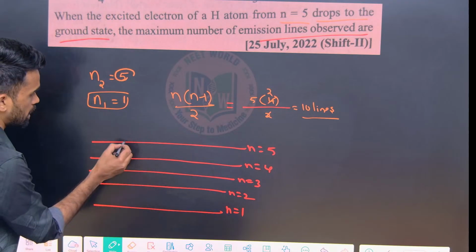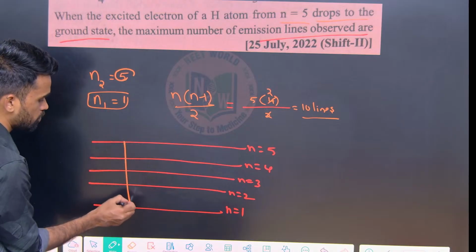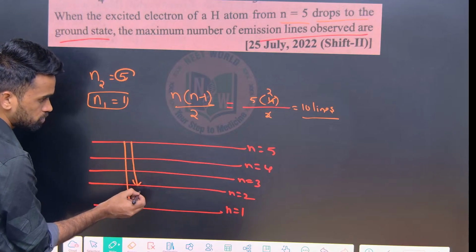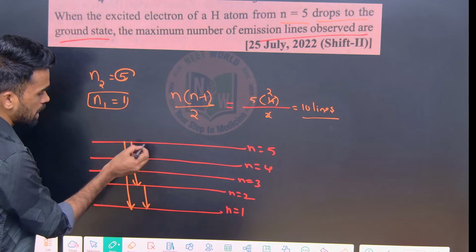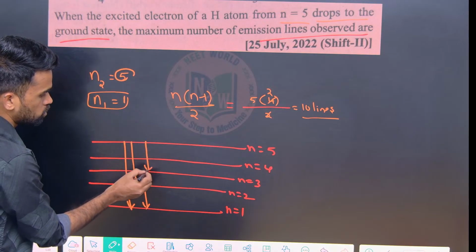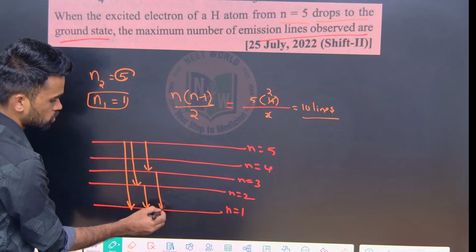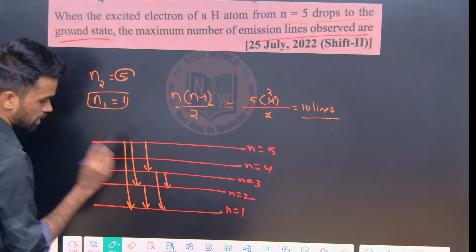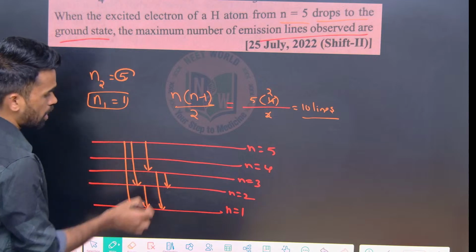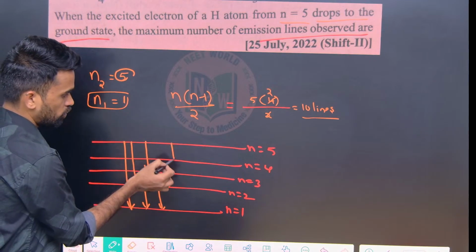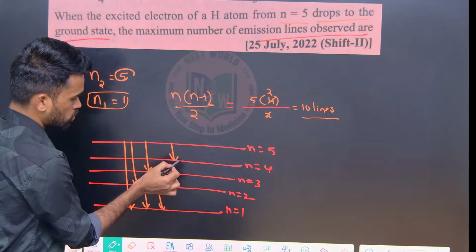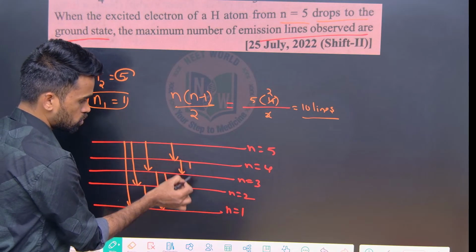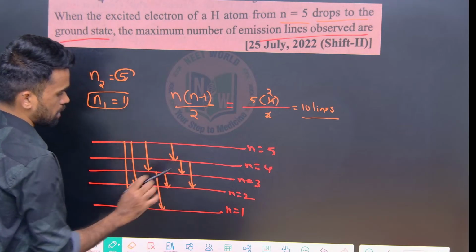So now the electron can directly make the transition from 5 to 1, or it can go 5 to 4, 4 to 2 and 2 to 1, or 5 to 3 and 3 to 1 directly, or 3 to 2, 2 to 1, already we have written 2 to 1, okay. Or the electron can reach 5 to 4, and 4 to 3, or 4 to 2, and 2 to 1, already we have written, that's it.